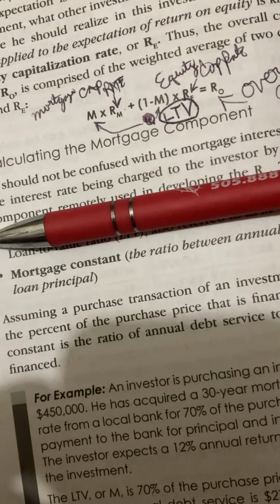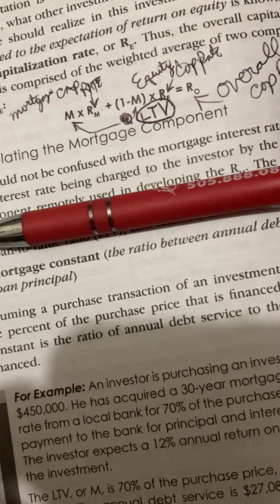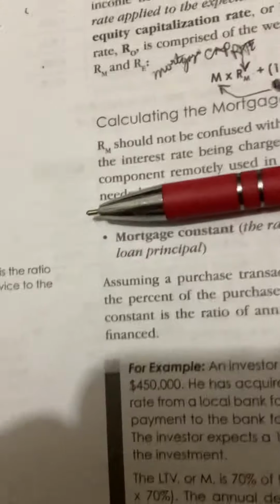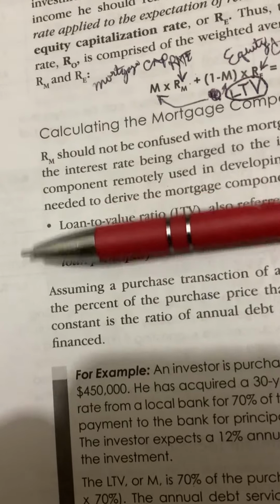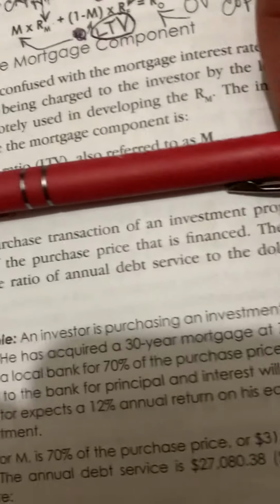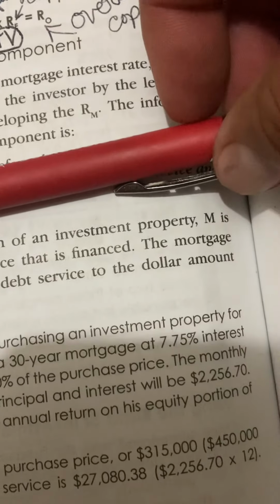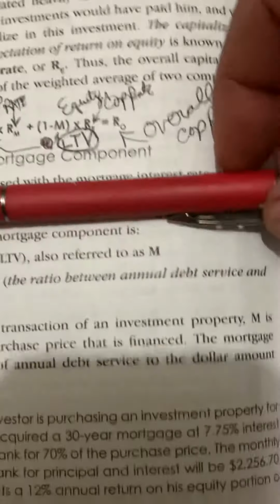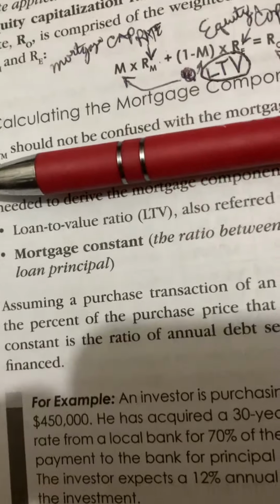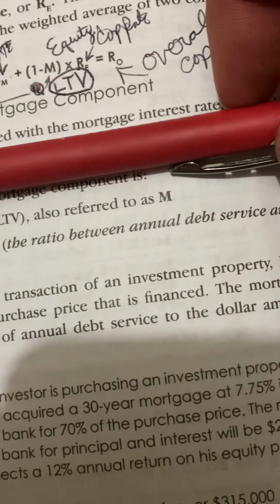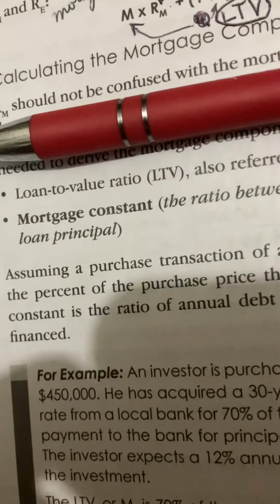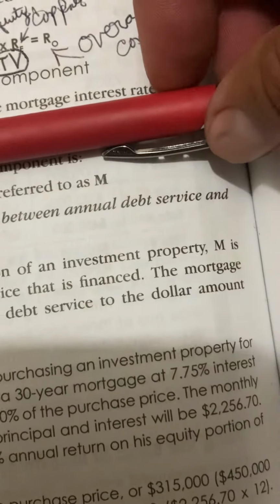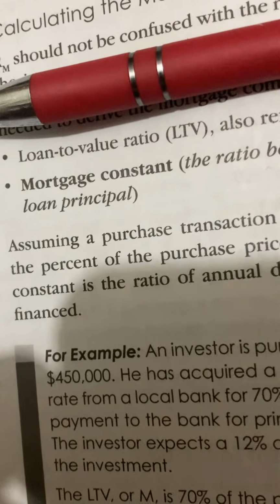Mortgage constant means the ratio between annual debt service and loan principal. Assuming a purchase transaction of an investment property, loan to value is the percent of the purchase price that is financed. The mortgage constant is the ratio of annual debt service to the dollar amount financed.